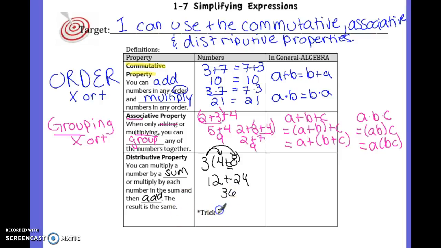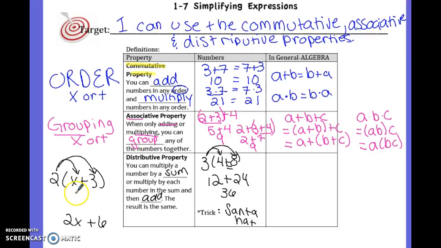I have a little trick for the distributive property. I call it the Santa hat, because it looks like a Santa hat. If I have 2 times x plus 3, and I do 2 times x, and I get 2x, 2 times a positive 3 is a positive 6. Look at it, do you see the Santa hat? Here it is. Here's the hat. Let's color this in red. And then you have Santa. It's the Santa hat trick, is what I call it, when you show your arrows, but you absolutely want to show your arrows.